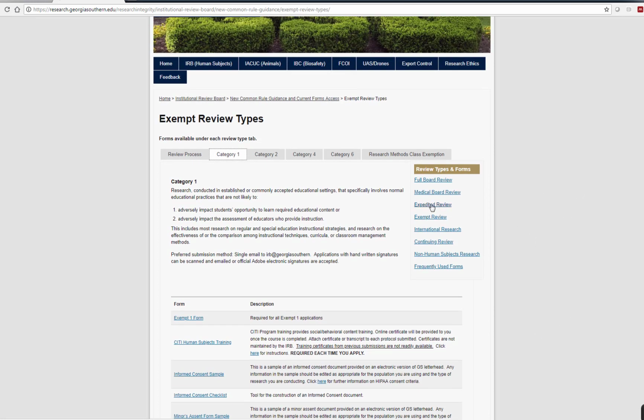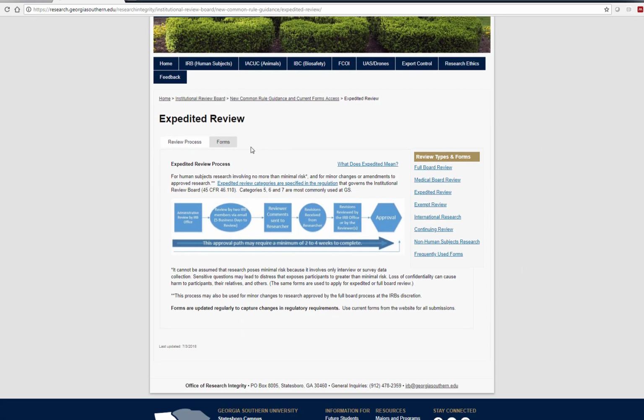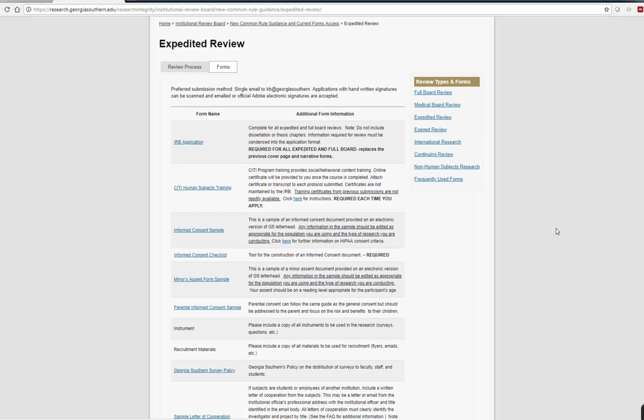Let's imagine that a researcher would like to submit for expedited review. Once a researcher clicks on the Expedited Review tab and then goes to Forms, they can find access to all the forms that are required to submit for Expedited Review. Please note that the IRB application for Expedited Review is the same for Full Board Review.